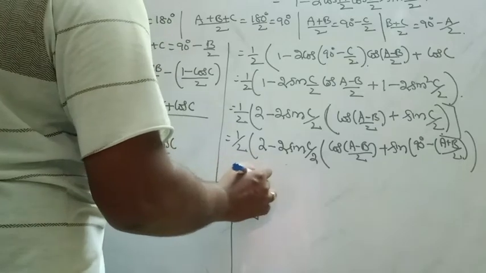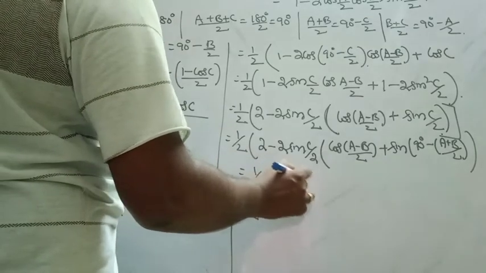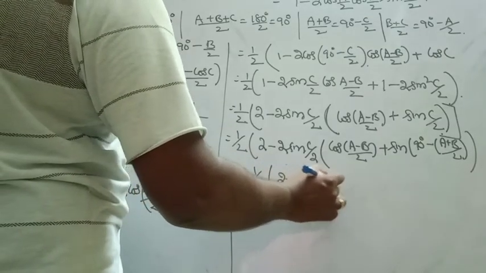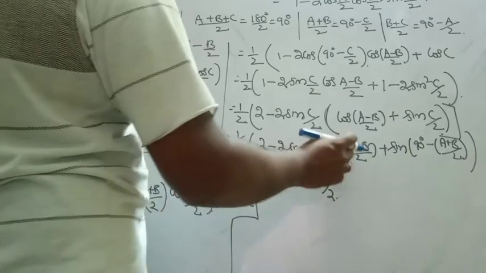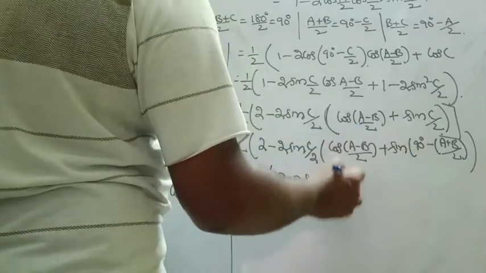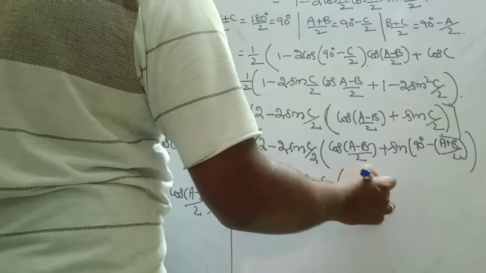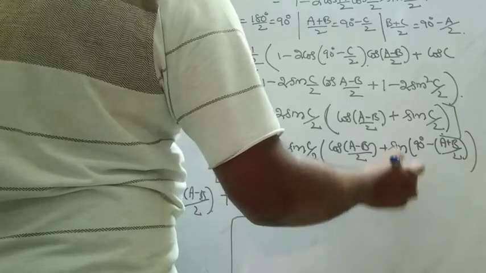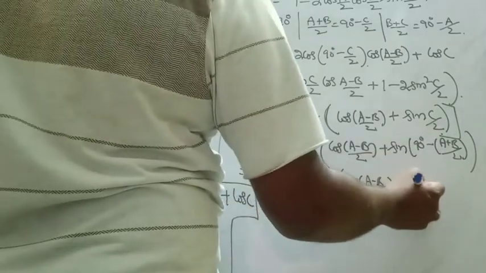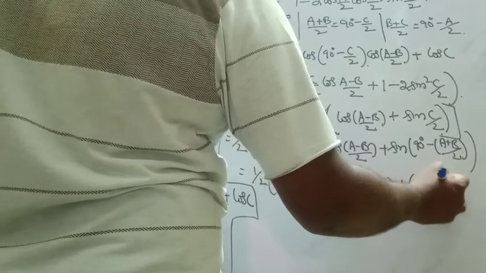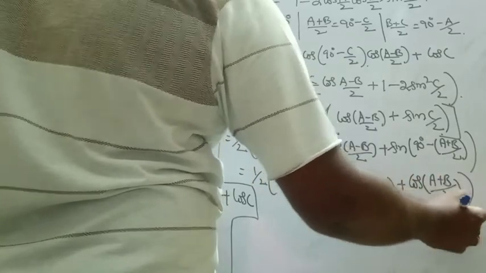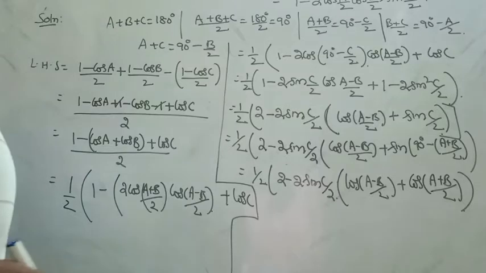Right? Therefore, 1 by 2 into 2 minus 2 sin C by 2 into cos A minus B by 2 plus, now, sin of 90 minus theta, that is nothing but cos theta. That means cos A plus B by 2, like this. Wonderful. Once we got this, now you observe.